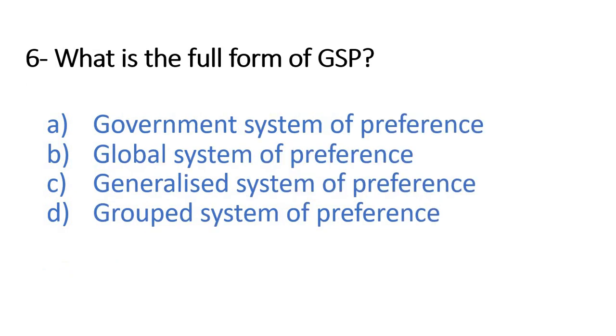Next question. What is the full form of GSP? Government system of preference, global system of preference, generalized system of preference, or grouped system of preference? Which option is correct? Option C, generalized system of preference, is the right answer.